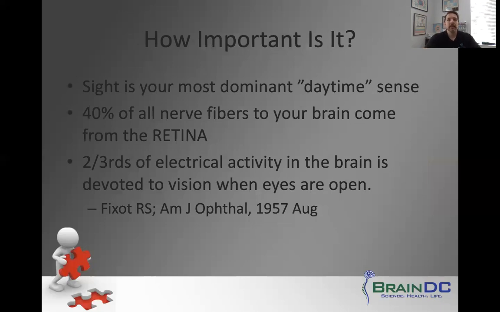So we've hit some of this stuff here already. How important are the eyes, or how important is vision? Sight is your most dominant daytime sense. Proprioception has more receptors, more activation. Obviously, it's a bigger input to the brain overall. But even with that, even with all the muscles and joints and everything like that, 40% of all the nerve fibers to your brain come from the retina.